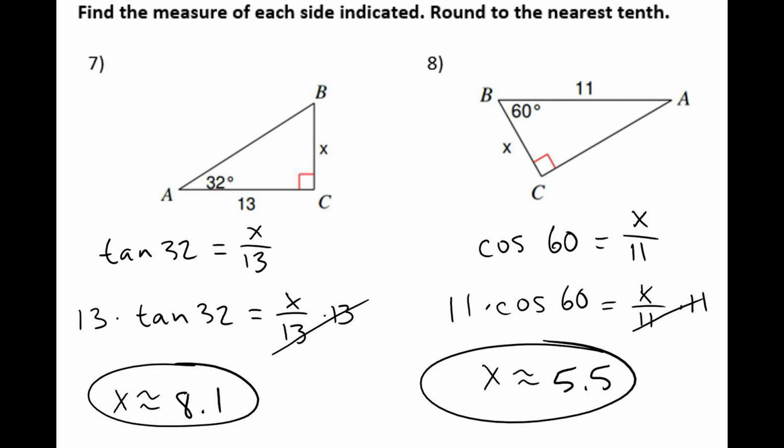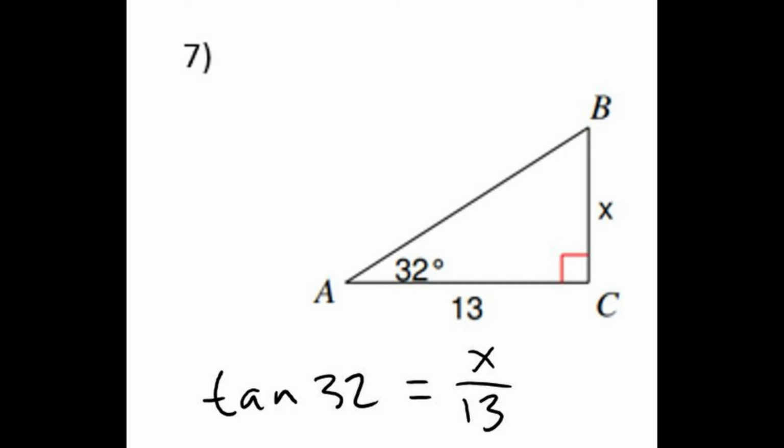So for this first one, they gave us the angle of 32 degrees. We're looking for the side that's opposite of that, and they gave us the adjacent side to that. So we're going to plug these into our tangent setup. Tangent of 32 degrees is equal to the opposite side divided by our adjacent side, so x divided by 13.